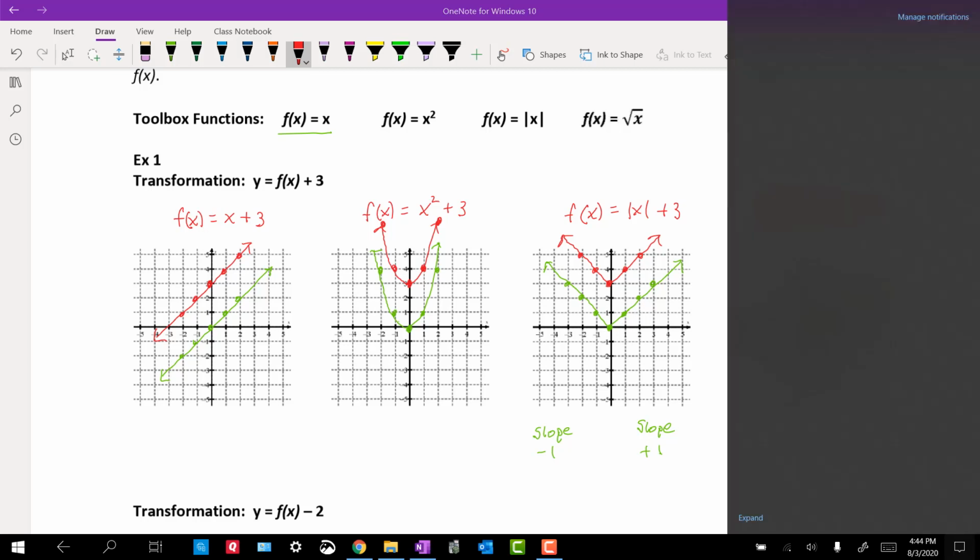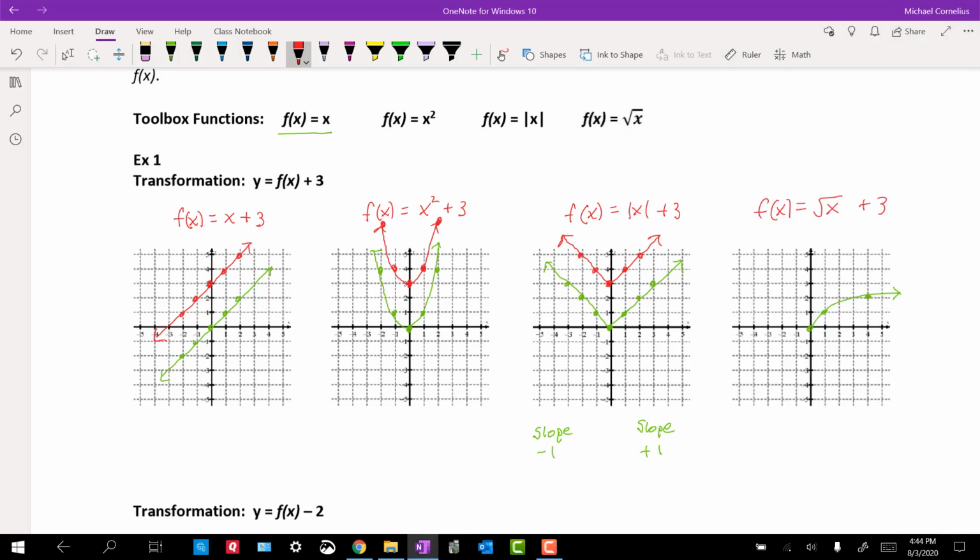+3 means everything goes up 3. 1, 2, 3. Go to the next point, up 1, 2, 3. Go to the last point, up 1, 2, 3. And done.